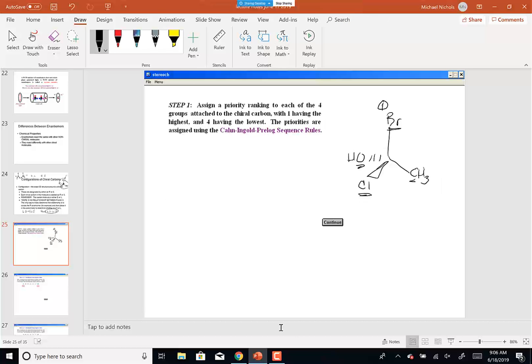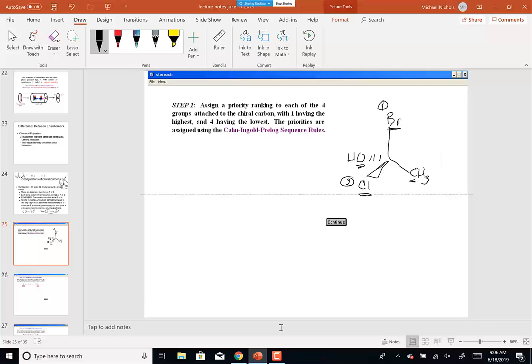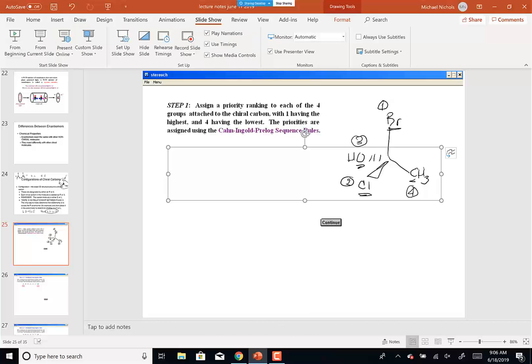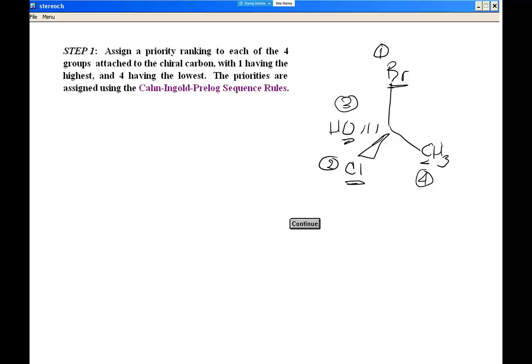Then what's next? Chlorine. Then oxygen, and then carbon. So that's the first step. The first step is always going to be to start with the atoms that are attached to the chiral center. In this case, there are no ties. We've easily gone 1, 2, 3, 4. So that's our first step, always 1, 2, 3, 4. And then we're going to come back in a minute and ask what the second step is. Again, this is just the first step.